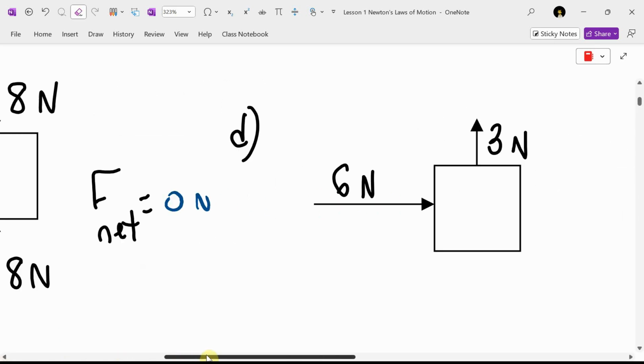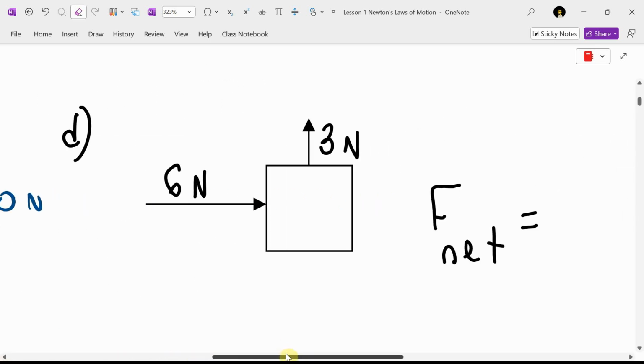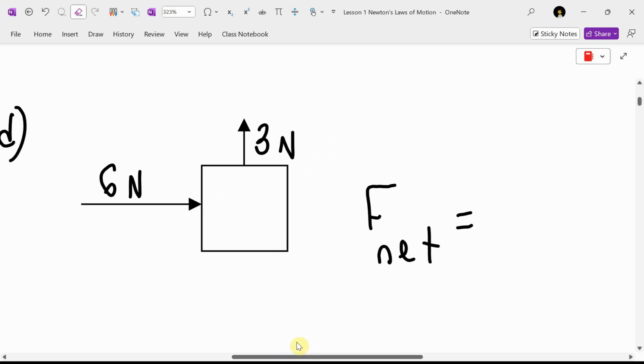Okay. Nick, how do you think you'd do part D? What's the net force? It's a trick question. This is what we'll look at in Physics 12.